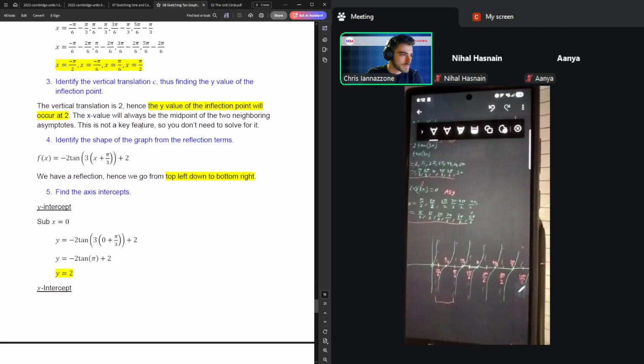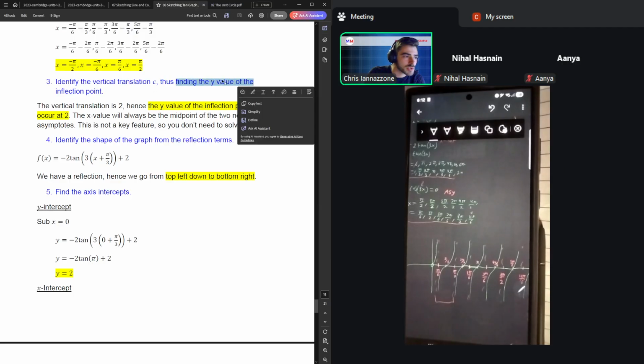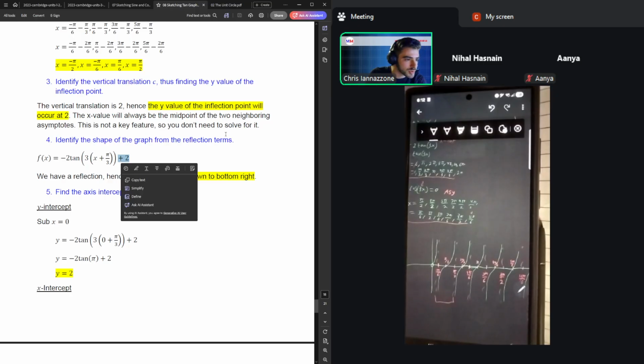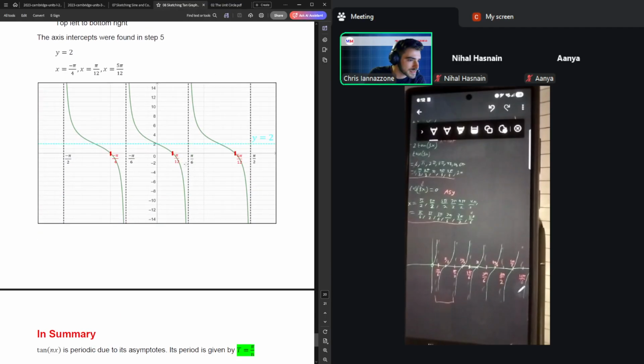Cool. Okay. Part 3, super easy. What's your vertical translation? That'll tell you the y value of your inflection point. The vertical translation is always the plus on the outside. So vertical translation is 2. The inflection point will occur at y equals 2. That's this thing, the blue dotted line, where it wobbles every single time. Nice and easy.